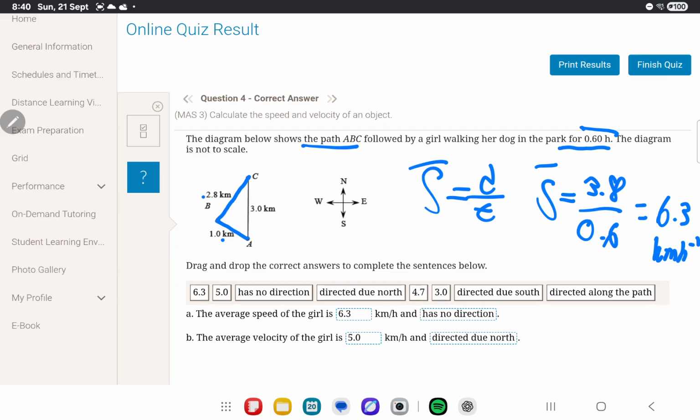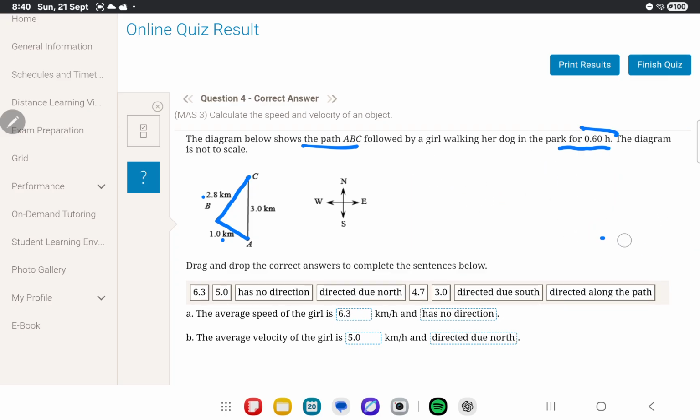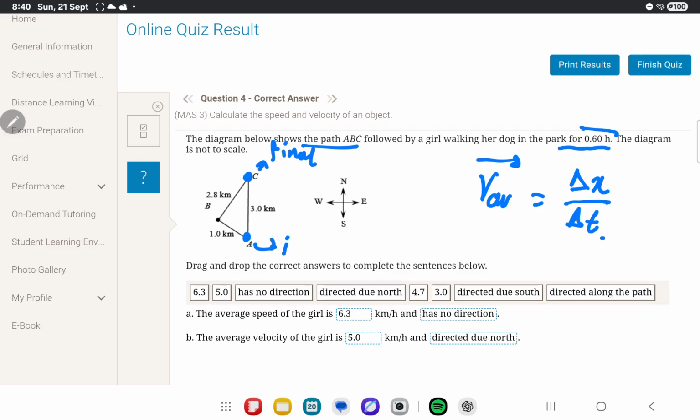Okay, now the average velocity. The average velocity is denoted by V average. Sorry, let me rewrite it. V average equals delta x over delta t. Now, the displacement is just final position minus initial position. Our final position was point C and our initial was point A. So we need the distance between point A and point C, which is given to us as 3 kilometers. So the displacement is going to be 3 kilometers.